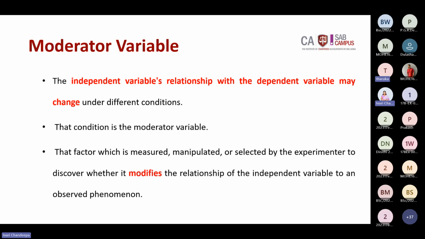Okay, the factor. We identify that factor which is measured, manipulated, or selected by the experimenter to discover whether it modifies, as I previously explained, the relationship between the dependent variable and the independent variable. Basically, the moderator variable modifies the relationship between the independent variable and the dependent variable.